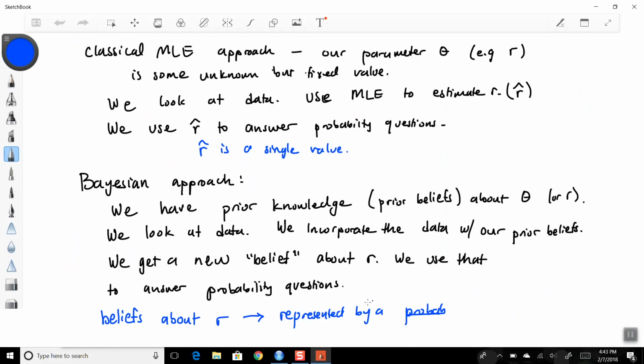So beliefs about R are represented by a probability distribution of R. Okay. And so everything gets weird and complicated when we do this, right? Because with the classical MLE approach, we just said, oh, the maximum likelihood estimate of R is that R is 0.9, okay? And you have a single value of R, and you just throw that into your equation, and you get an answer, okay?